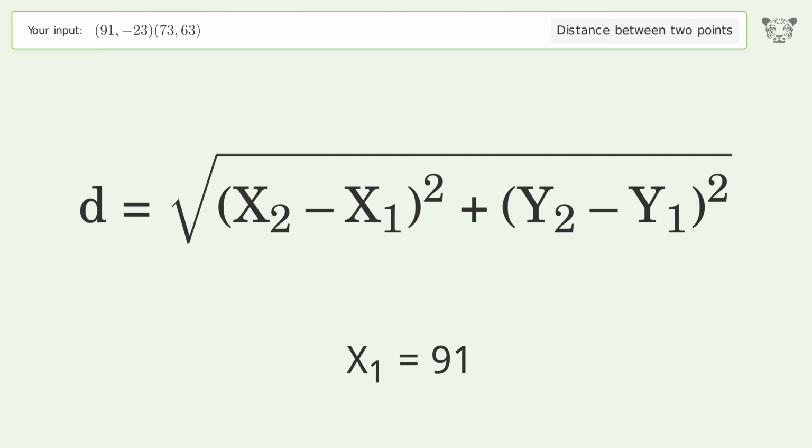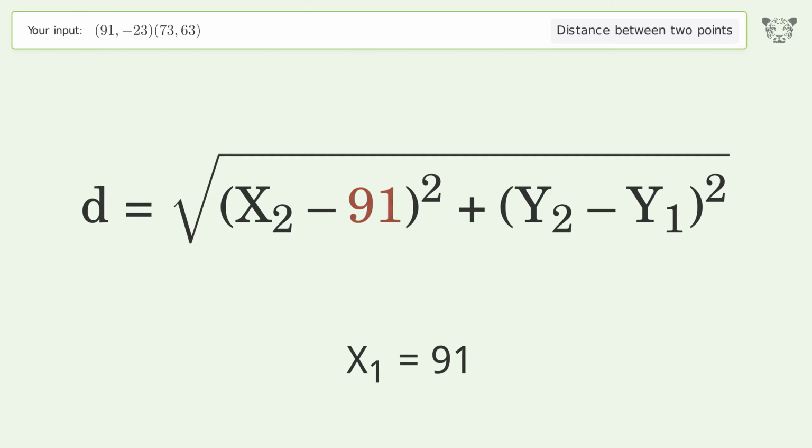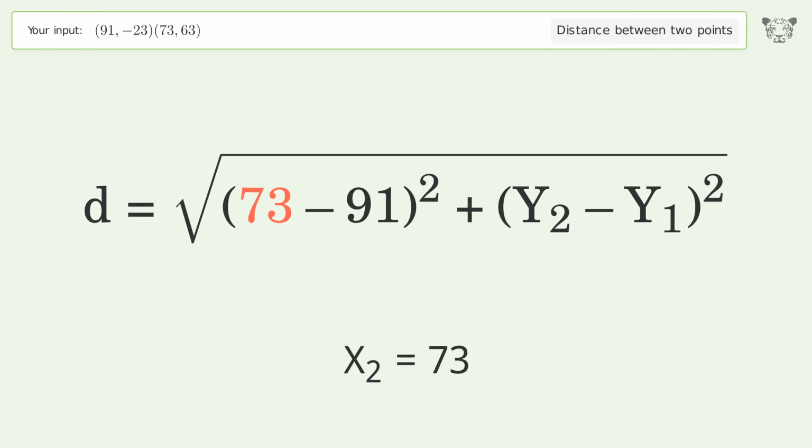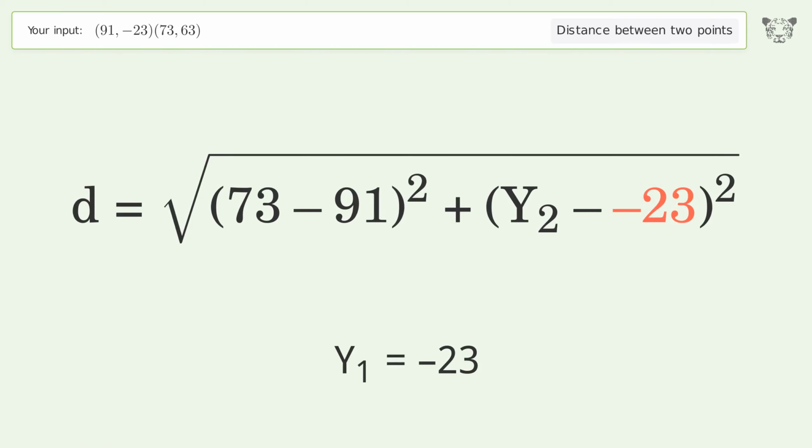x1 equals 91. x2 equals 73. y1 equals negative 23. y2 equals 63.